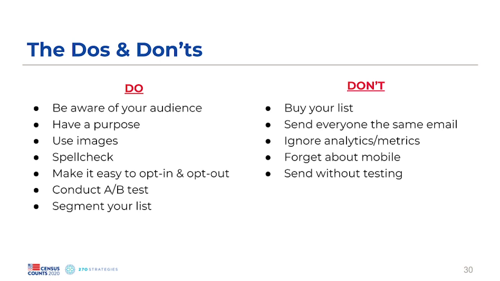Use images in your emails. Always, always, always spell check your emails before they go out. Make it easy for people on your list to opt in and to opt out. Conduct A/B tests so you can see what's working with your list and lean into that when possible. And always segment your list based on what people are interested in hearing from you about.